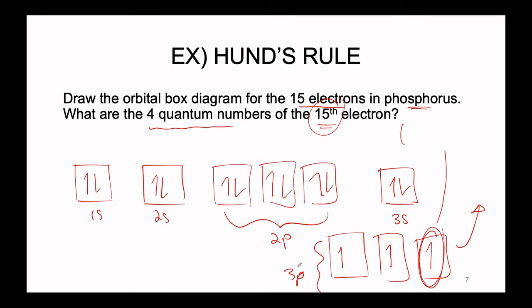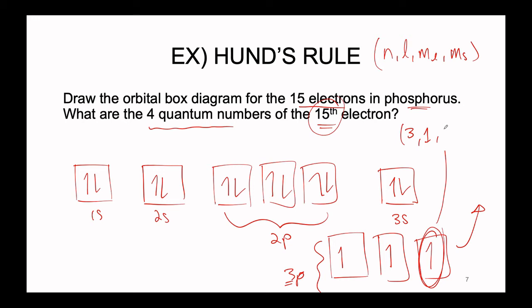Now we are going to follow, again, the n, l, m sub l, m sub s format. So first and foremost, we need to identify what shell the electron is in. In order to figure that out, all we have to do is look at the label on the orbitals that we're working with. 3p means that we are working with a 3 for the n and a 1 for the l. Now the m sub l, this is again supposed to represent the orientation of our orbitals in 3D space.